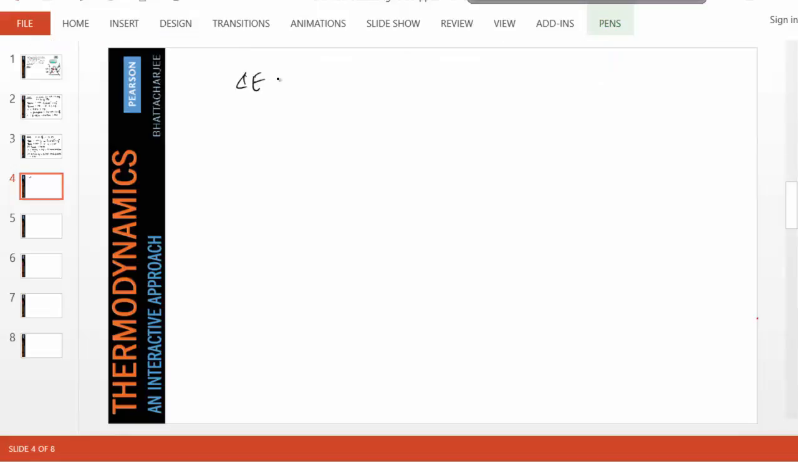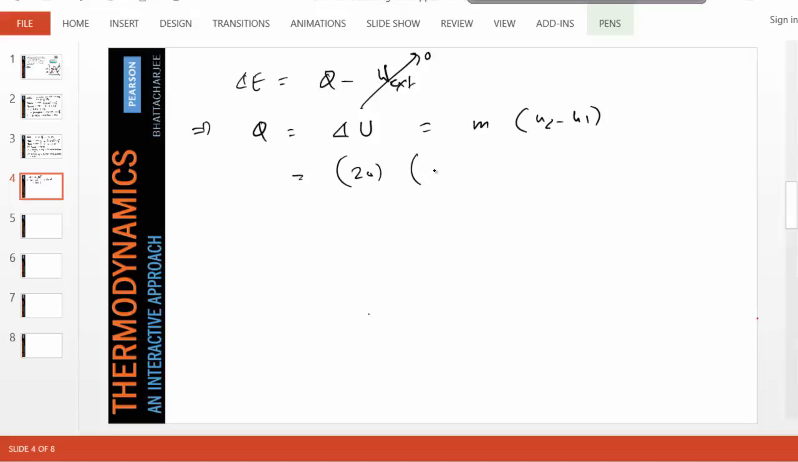analysis, will tell us delta E equals Q minus W external. Again, it's a constant volume problem. There is no external work. And if we neglect kinetic and potential energy, Q becomes delta U, which is mass times (U2 minus U1). So that's really simple. The mass is already known, and we found U2 to be 160 and U1 to be 1033, and that gives us negative 17460 kilojoule.